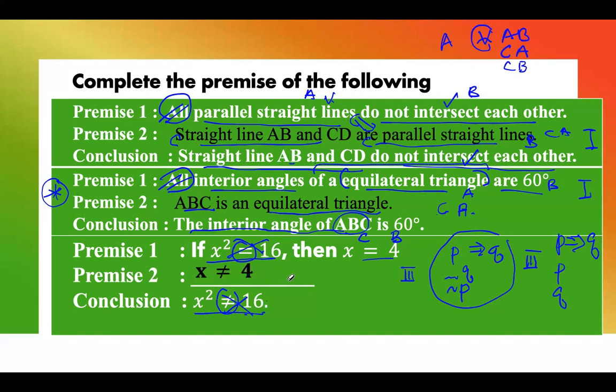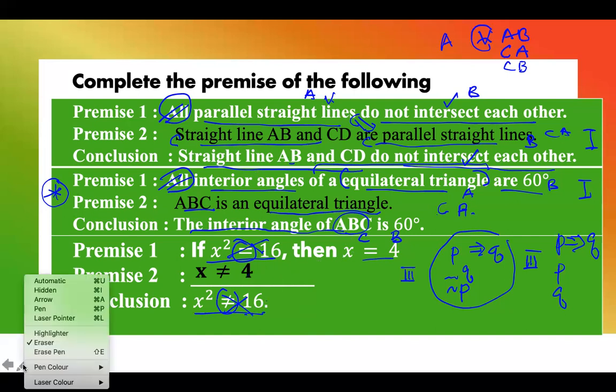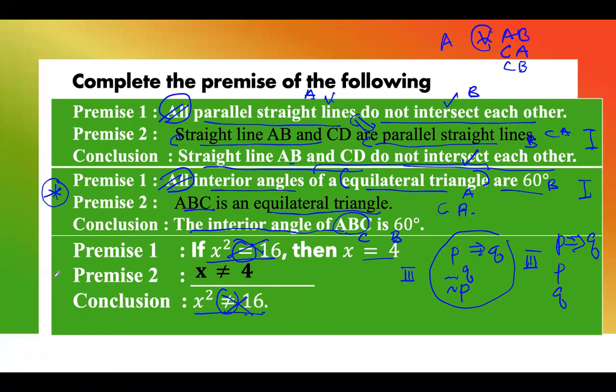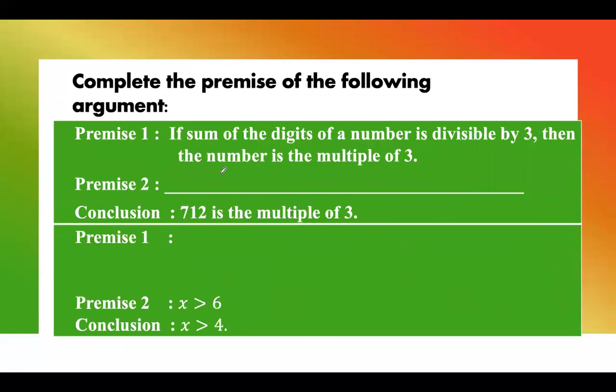Okay, not equals to 4. So you can see repeated, right? The answer repeated must be a pair. So next we go to this. The sum of the digits 3.